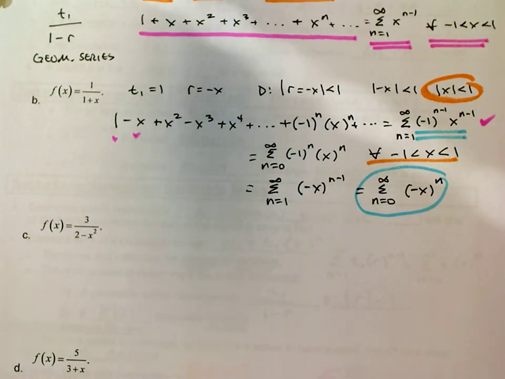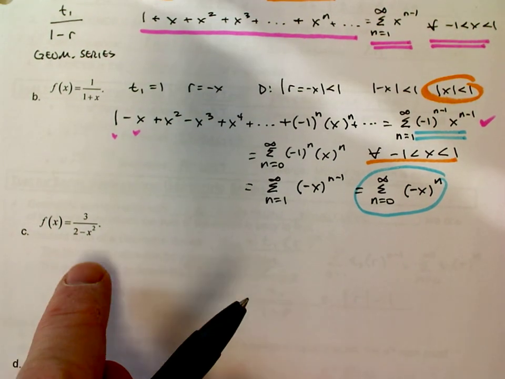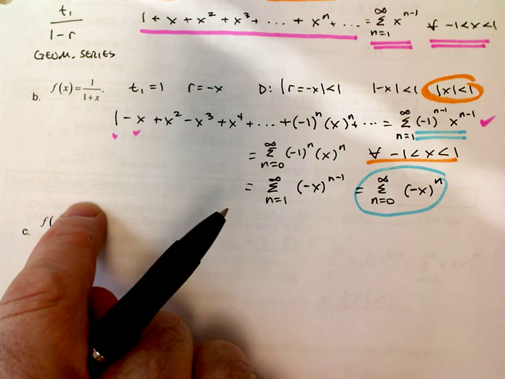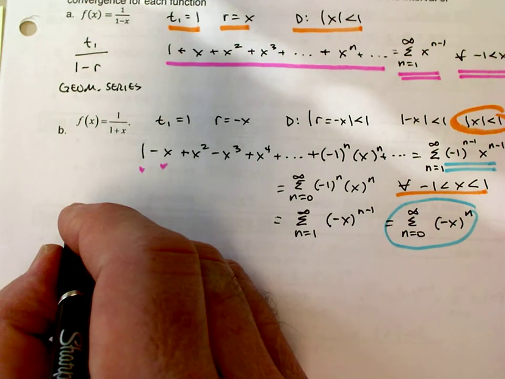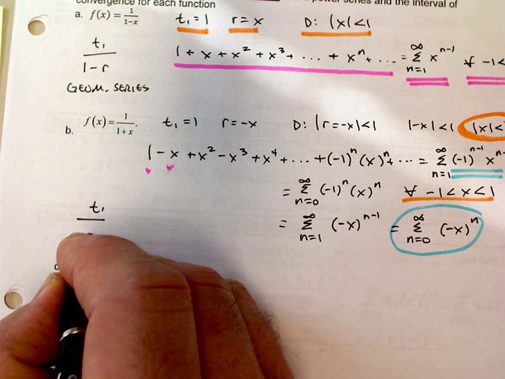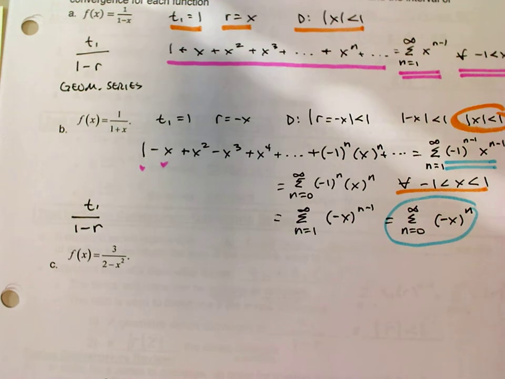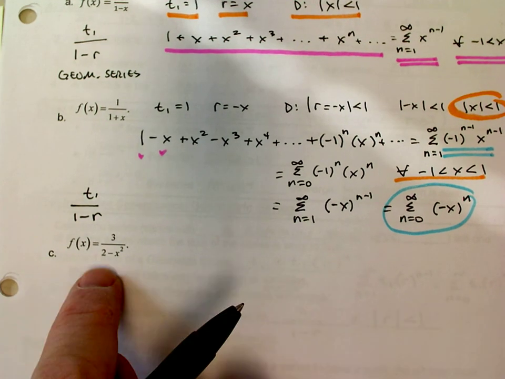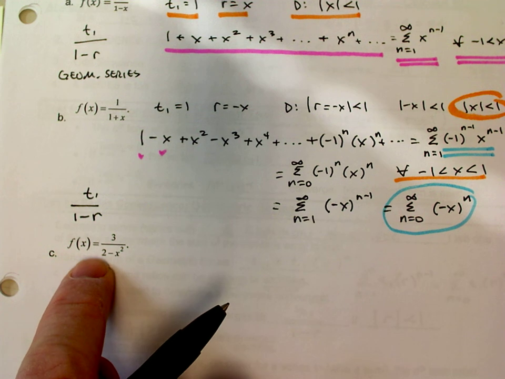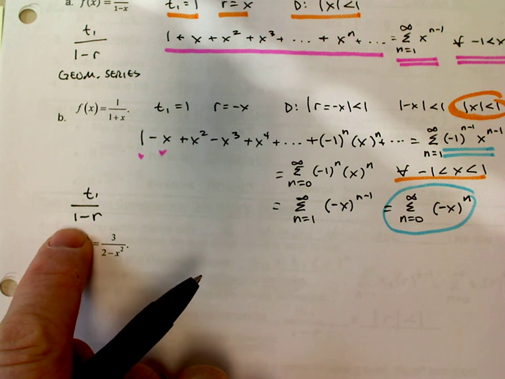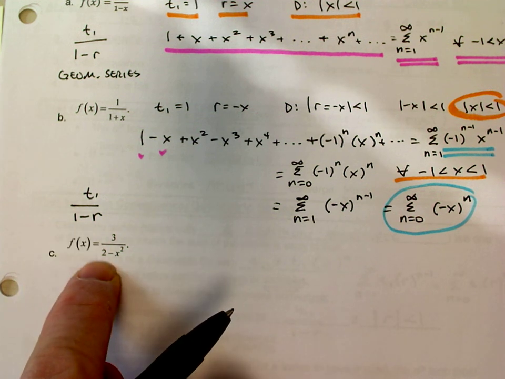Okay? Now, you'll see on this one, this is a variation that I haven't seen before. Remember, I need to have t sub 1 over 1 minus r. 2 is definitely not 1. So I have a problem with this one that I need to solve. This has to be 1, not 2.